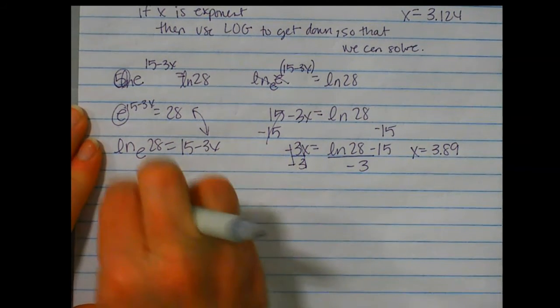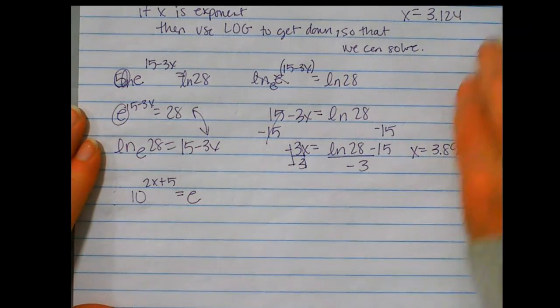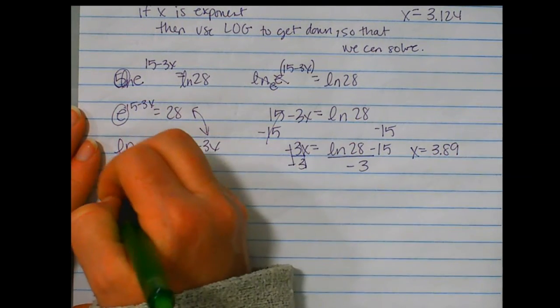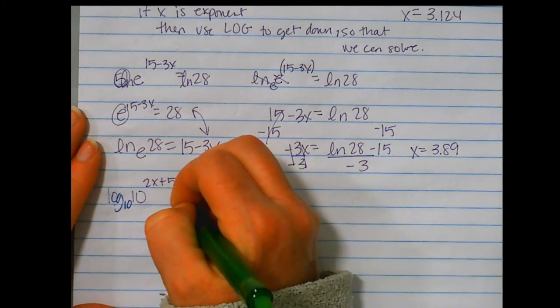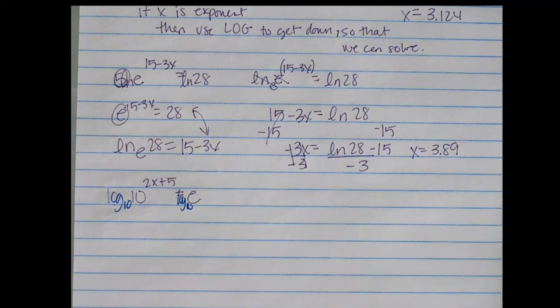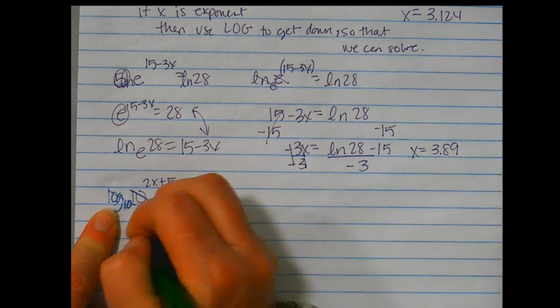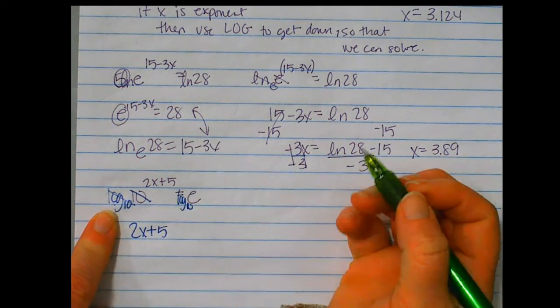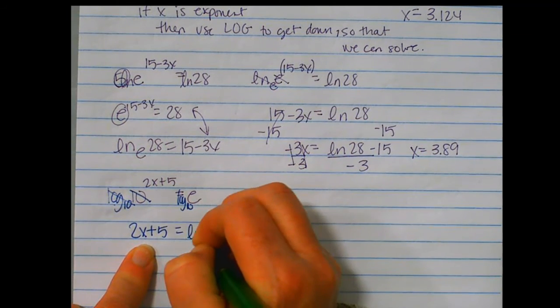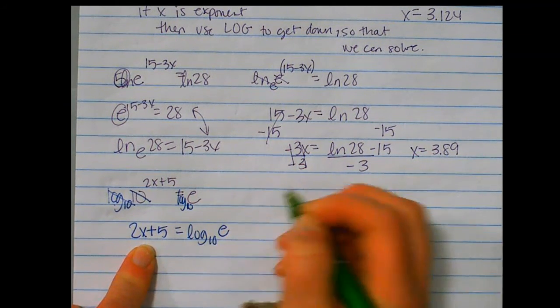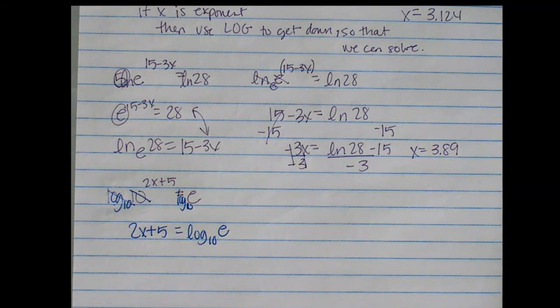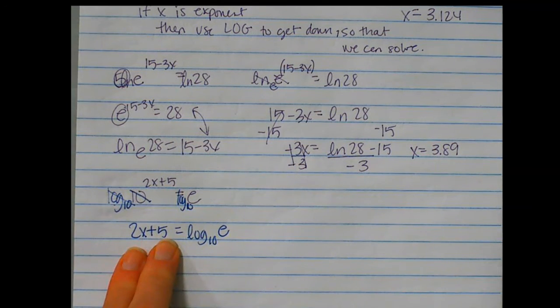So I'm going to move this 7 out of the way. It's in my way. I'm going to say log base 10 and then log base 10. I'm going to log base 10 both sides, just like I would add 5 to both sides. The reason we do that is because these are opposites. They undo each other, and 2x plus 5 comes down out of the sky, and it equals log base 10 of e.